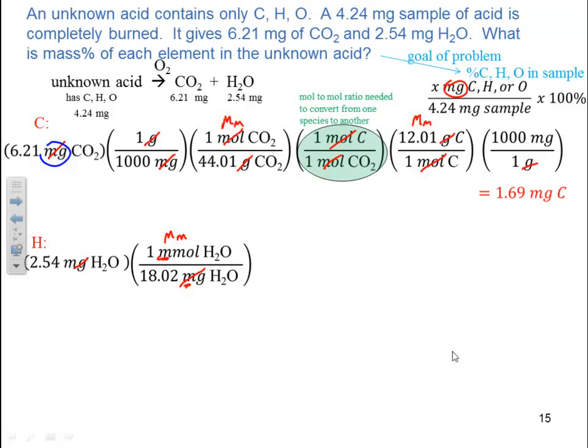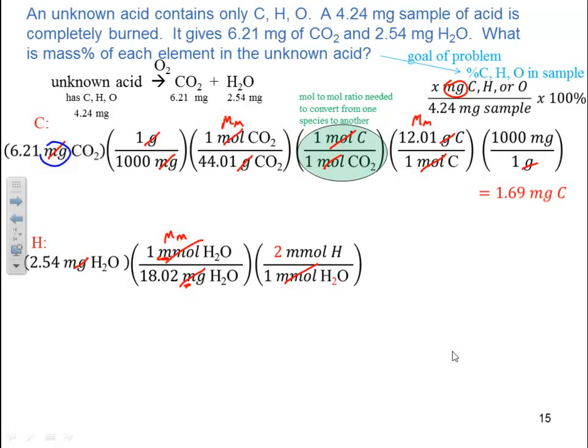I've got to now get from water to hydrogen, so I'm going to do my mole to mole ratio again. In this case, you can see for every one of my H2Os, I have 2 hydrogens. So we'll do our ratio, but instead of mole to mole, I'm going to do millimole to millimole. So I got 1 millimole of water to 2 millimoles of hydrogen, so my millimoles cancel.